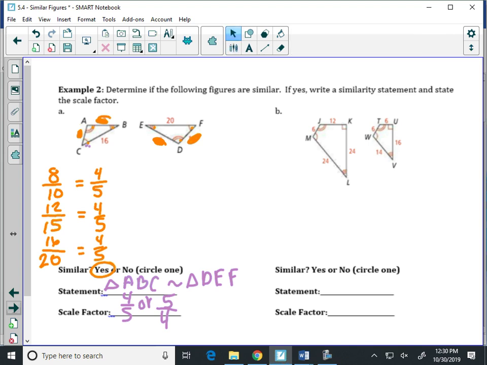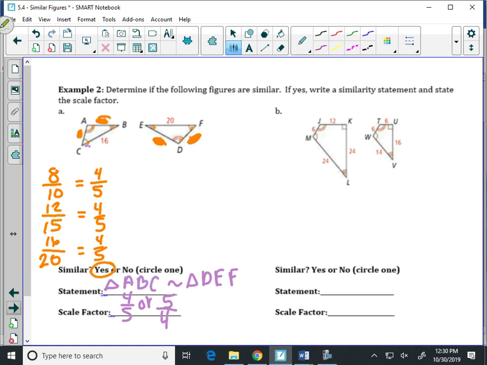Yeah, if you said 0.8 or, I don't know, another decimal, leave it as a fraction. Get used to working with fractions. Can we take a look at B?